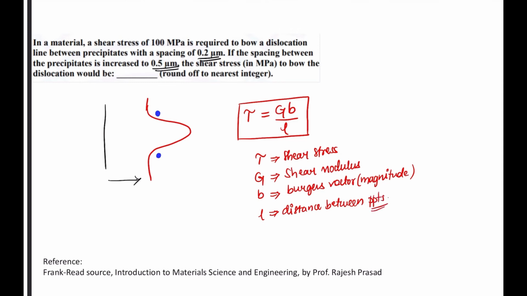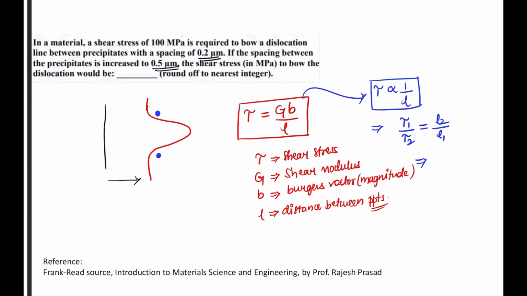Okay, so now what they are telling is initially L, the distance between them, is 0.2 micrometer, and we can see from the relation also that for a given material and for a given dislocation, that means G and B are constant, I can say tau is inversely proportional to the length or the distance between the precipitates. That means if the distance is increasing, what happens? The amount of shear stress required will be decreasing, right? So from here I can say two cases. I can say tau 1 by tau 2 would be equal to L2 by L1. Correct? This is the inverse relation.